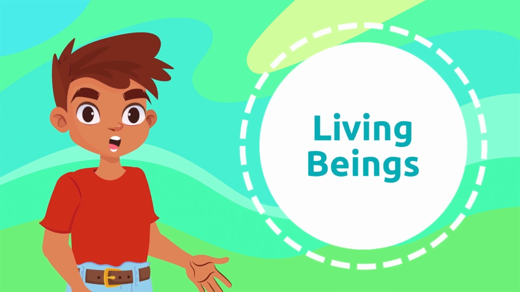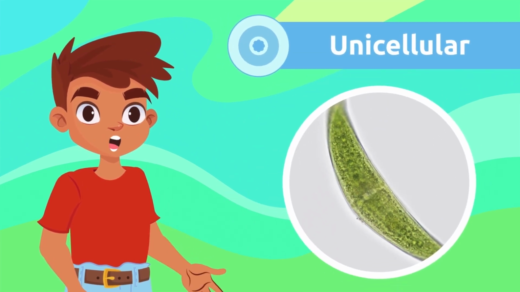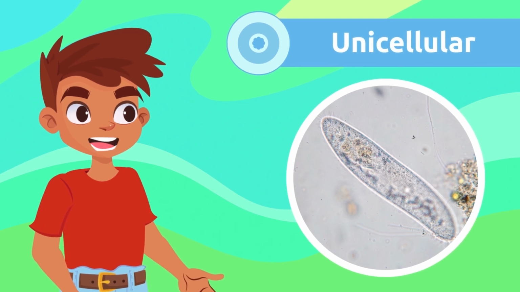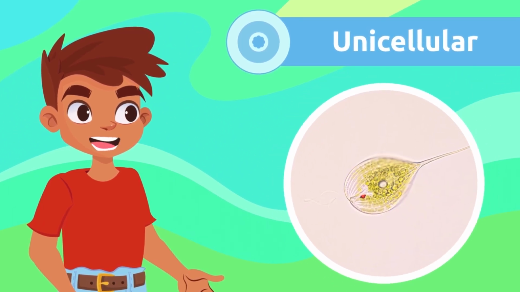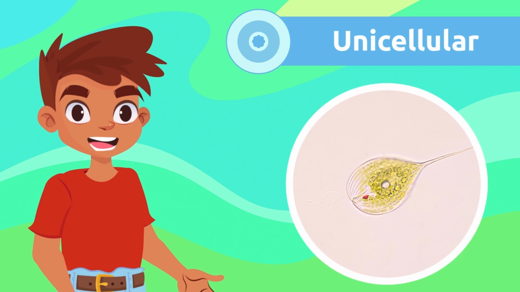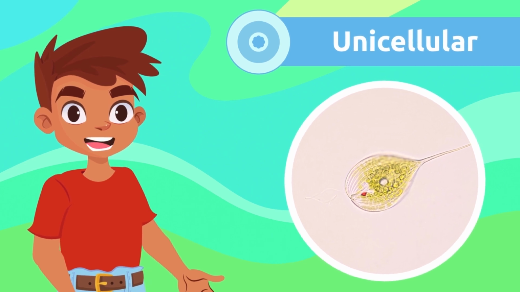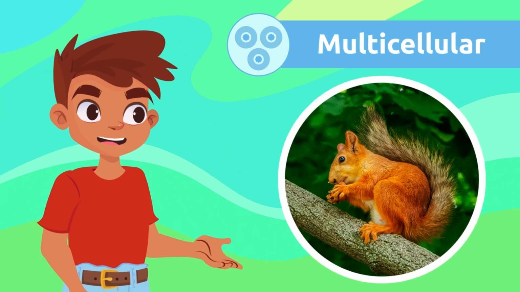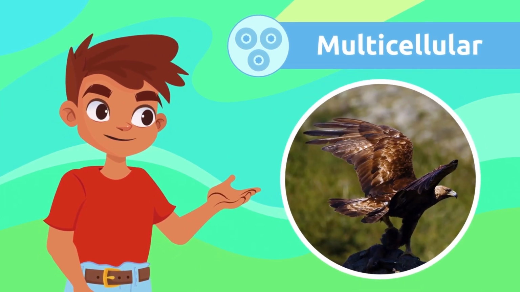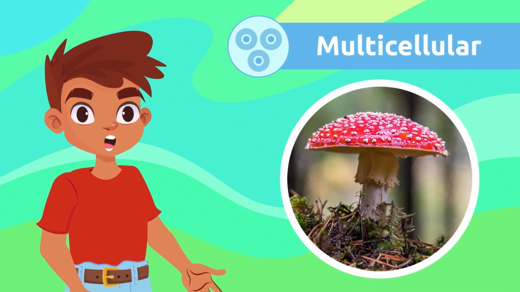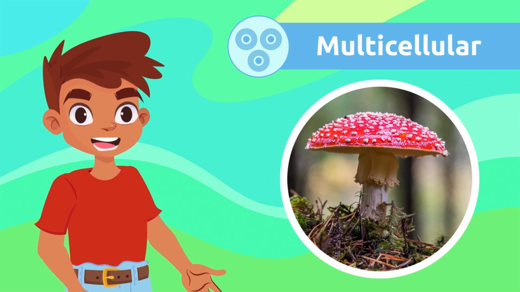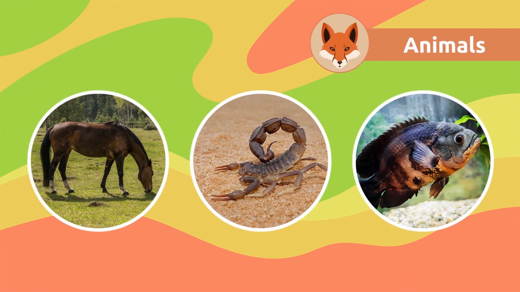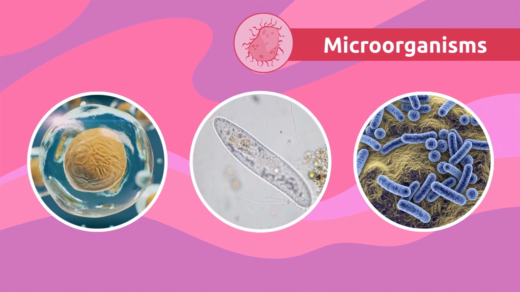Living beings can be unicellular organisms, meaning they consist of one single cell. Microorganisms, like bacteria, are unicellular organisms. Living beings can also be multicellular organisms, like trees or birds, that consist of many cells. This means that we consider plants, animals, and microorganisms as living beings.